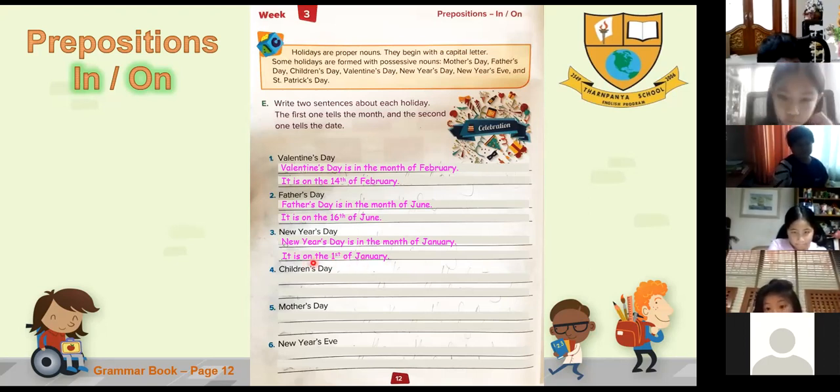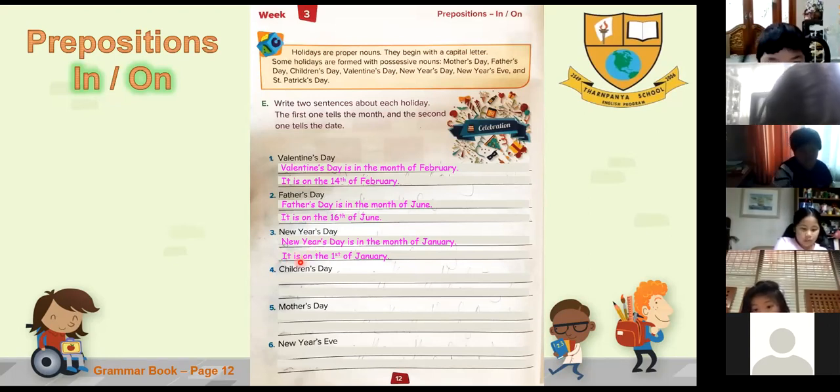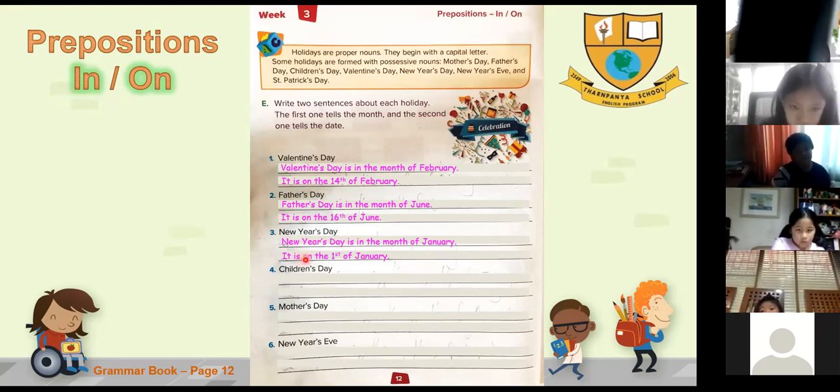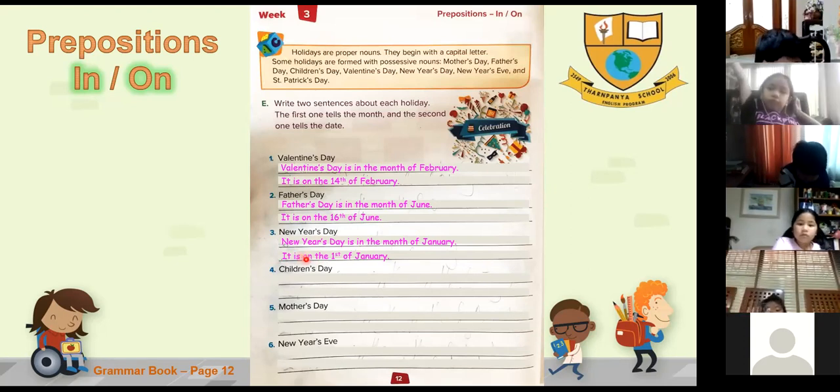It is on the 1st of January. Here we use the pronoun it to replace the noun, the name of the holiday. Then we also use the preposition on to write the date. We use the preposition on before the date.